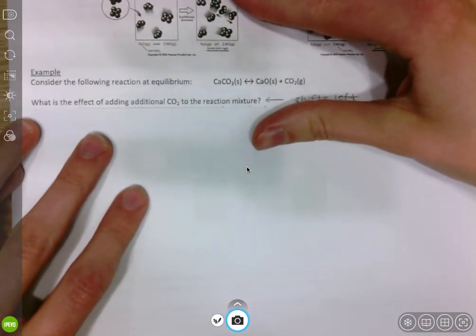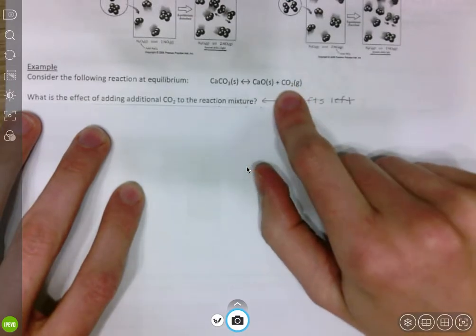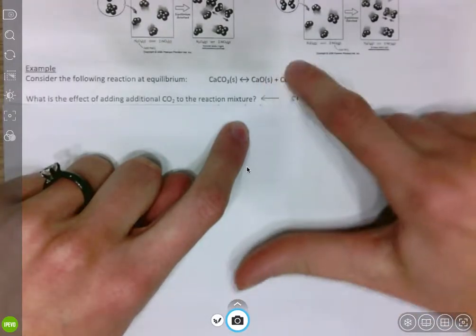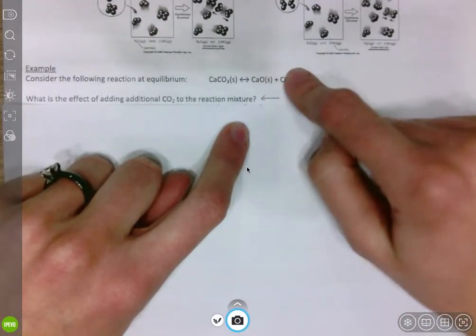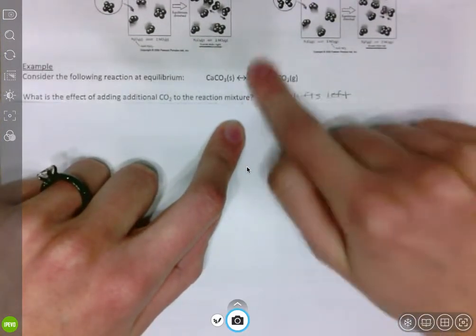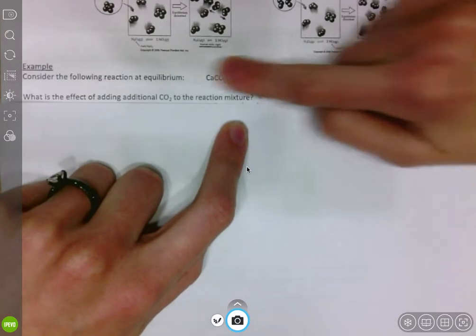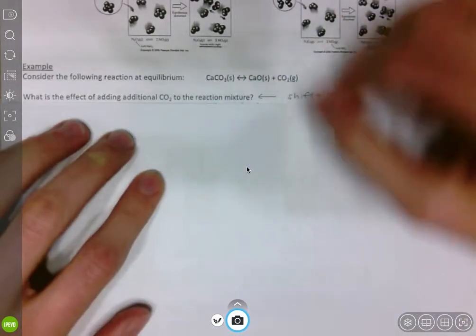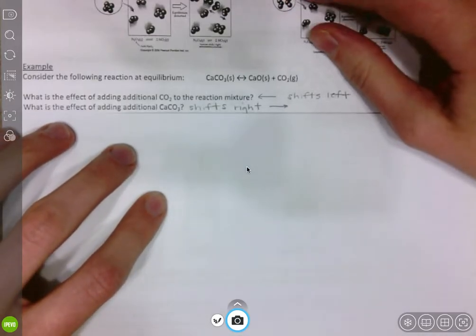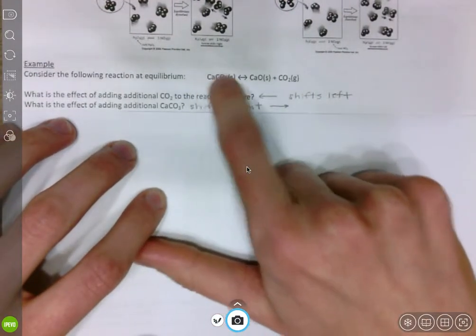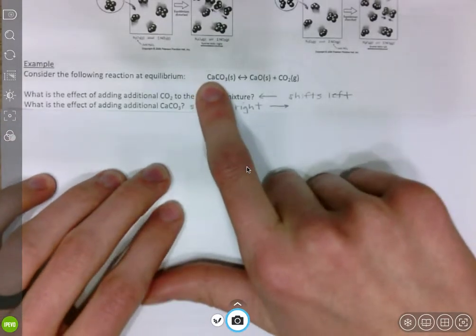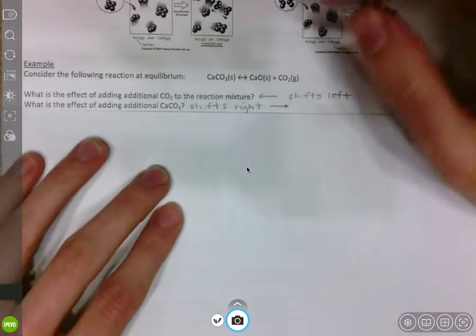So what is the effect of adding additional CO2? So CO2 is in our products, added to the reaction mixture. So if we're adding more products, these guys are going to combine to relieve the stress of having more products. So we're going to shift left, shifting the opposite way. We got more of these guys, so we're going to shift left to make more of that calcium carbonate solid. What is the effect of adding additional calcium carbonate? So if we have more reactant, we get to use it up to make our products. So we're going to shift to the right.